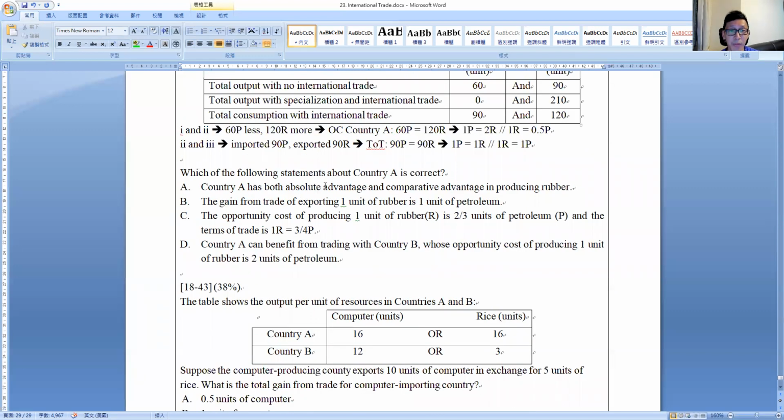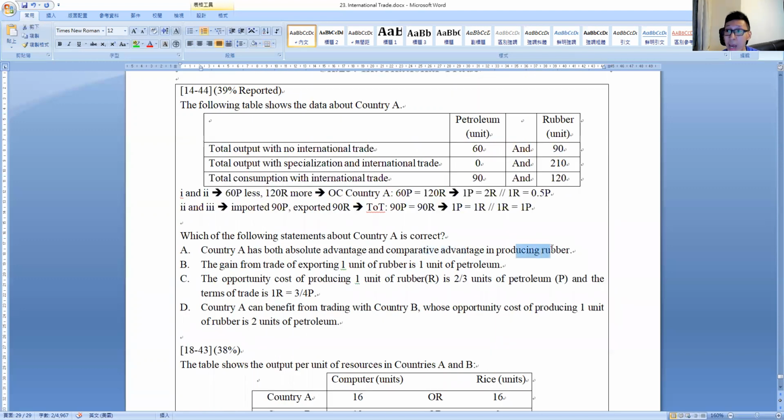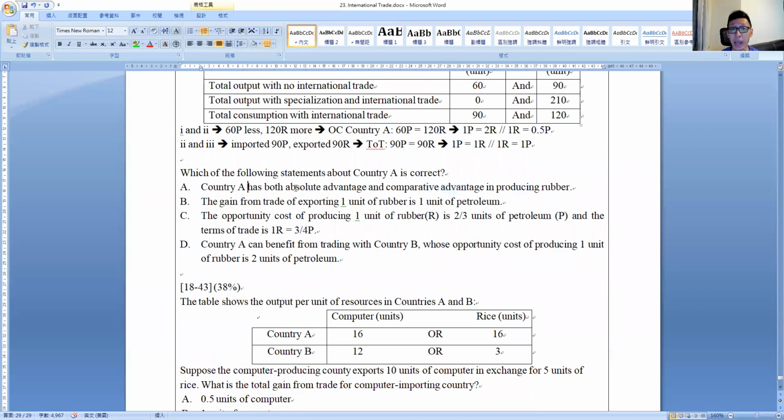Country A has both absolute advantage and comparative advantage in producing rubber. Now we know, since country A exports rubber, it must have comparative advantage. Definitely. What about absolute advantage? Do you know anything about resources? No. Therefore, for answer A, we do not know. We don't know how many resources there are.